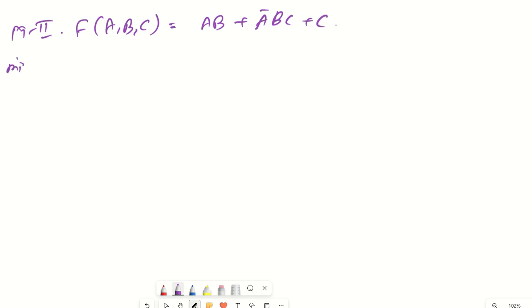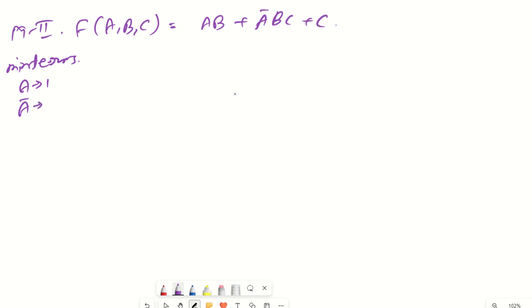So let's say my method 2. What was the function? My function was ABC, which is equal to AB plus A bar BC plus C. Now our aim is to find out the min term and max term, and you already know I will keep this in mind. Min terms, my A will be 1 and A bar will be 0.